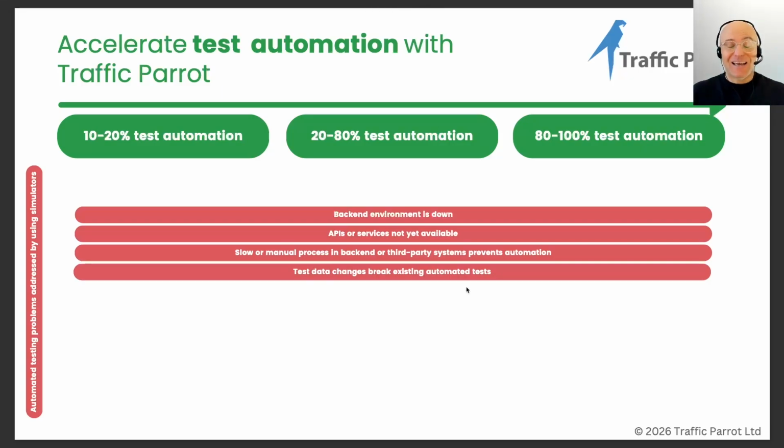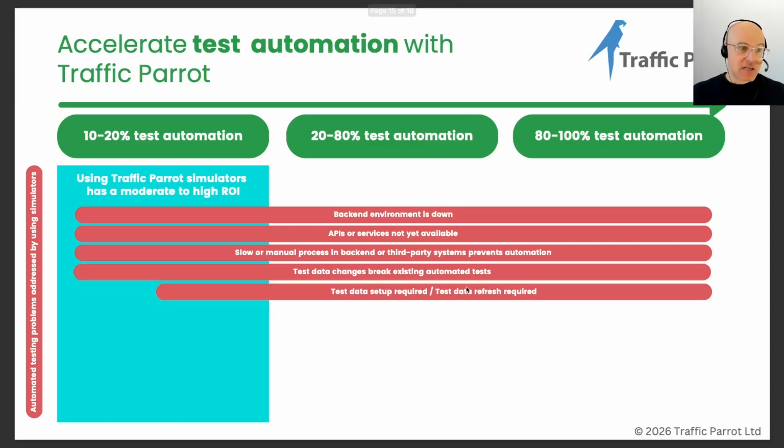For example, you might have issues where you're running your automated tests very frequently and the test data changes break existing automated tests. For example, you're burning through your test data, or there are different teams that use the same test data and they break your automated test. So it's not an issue with the test or with your code, it's an issue with the test data. So if you're starting your journey with test automation, using Traffic Parrot simulators already has a moderate to high return on investment. Right? If you experience backend environments being down, if you don't have those APIs or services yet available, etc., etc.